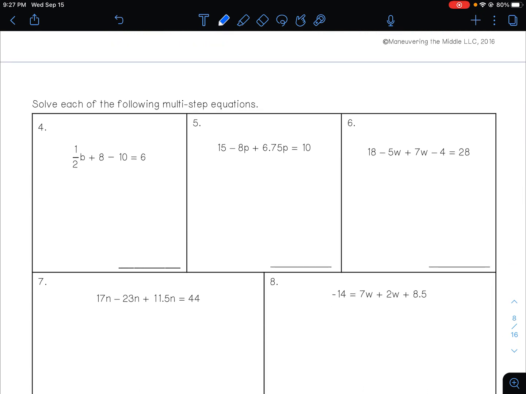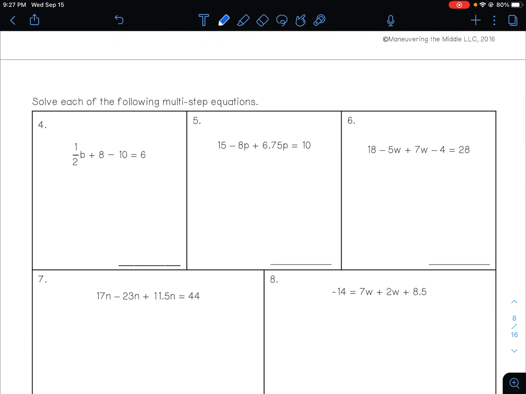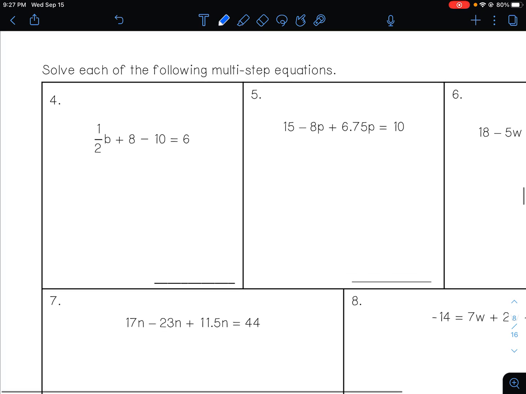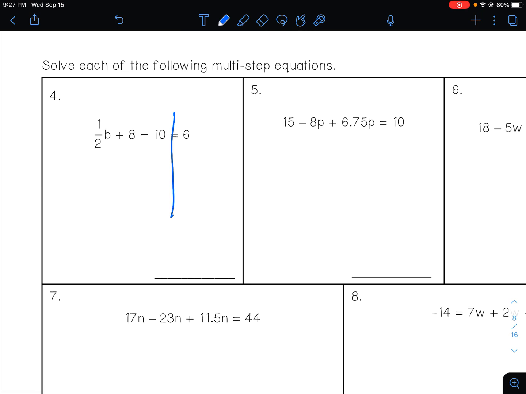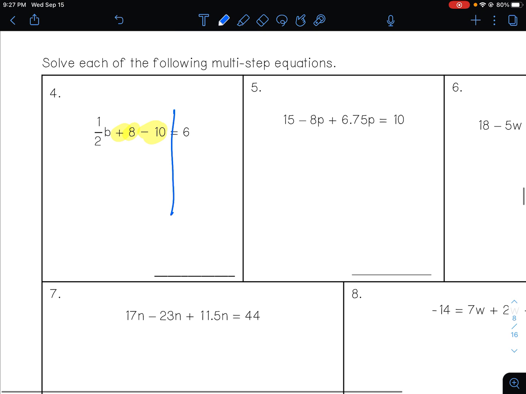Next page. We've got, let's draw a little dividing line right here. Look at my like terms. 1/2 b, well, there's nothing that I can combine that with. So let's look at the 8. And that's a positive 8. Well, can I combine it with the other thing? Yeah. Combine it with negative 10. 8 minus 10, that just equals negative 2. Bring down the 1/2 b equals 6.